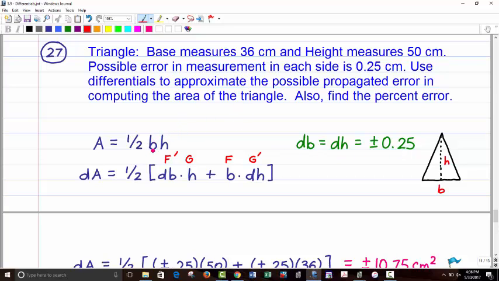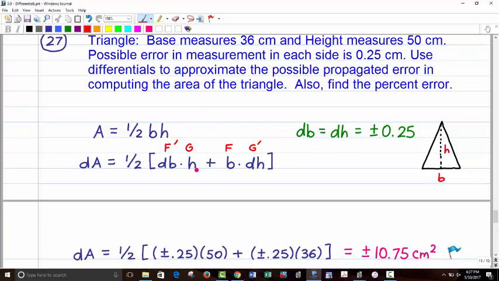So I did the derivative: f prime of b, which would just be db times h, plus f, which would just be b times the derivative of h, which is dh, and then the 1/2 right there in front. So that's the trickiest part I think about this problem, just that derivative with the product rule. After that, it's quite easy.